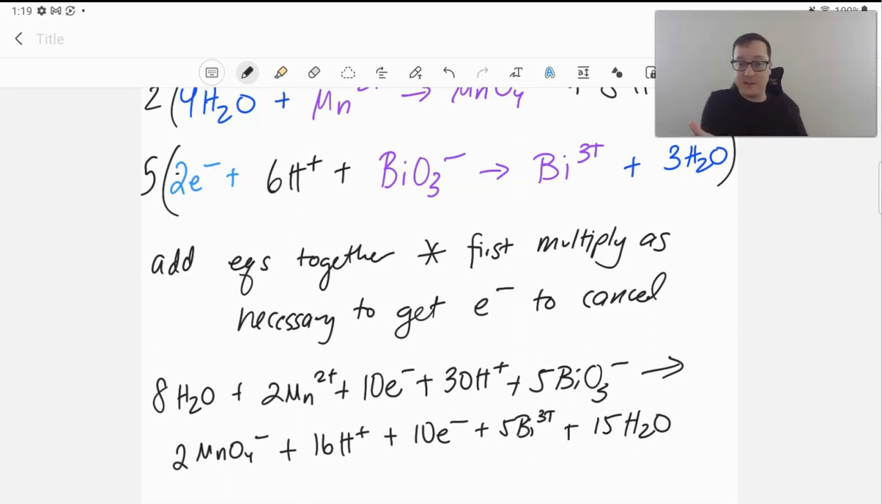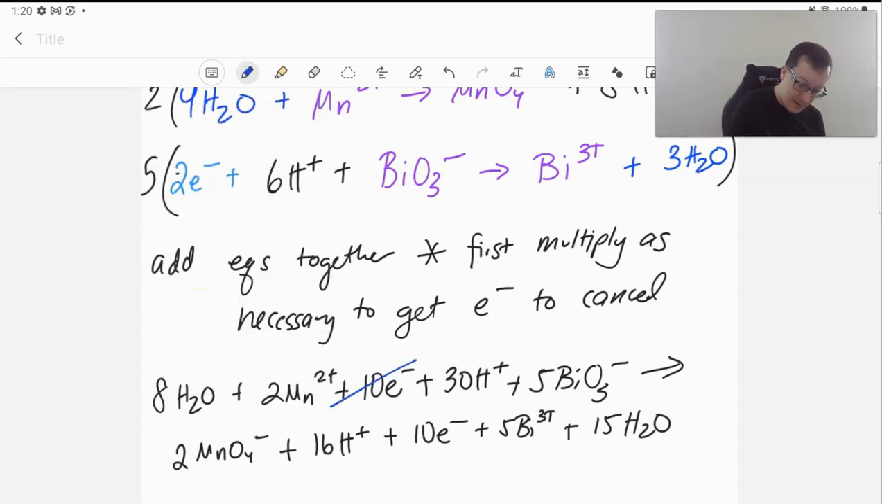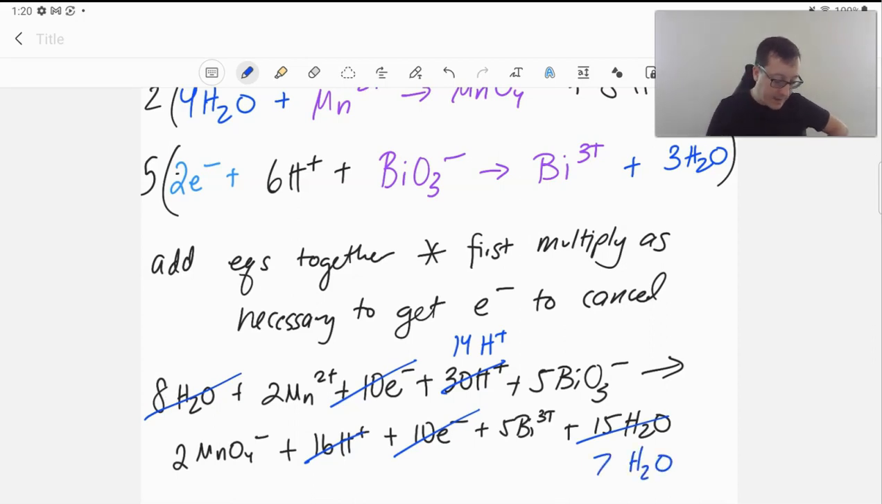And so now we just need to get rid of things that are the same on both sides. For example, those pesky electrons that we don't want to see present in our final balanced reaction. We note we have 30 hydrogens on the reactant side, 16 on the right. If we get rid of 14 of those, we can do that. Looks like we have 8 waters on the left, or sorry, reactant side, 15 on the right. We can get rid of 8 of those. So now we're going to have 7 waters. And nothing else can cancel out.